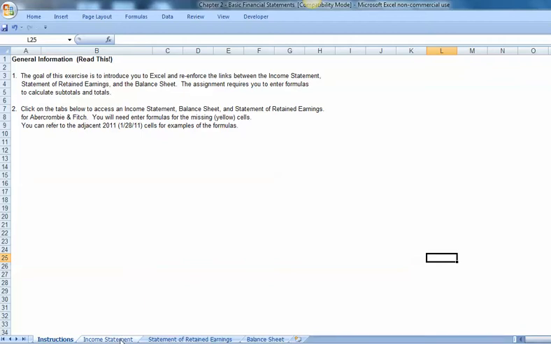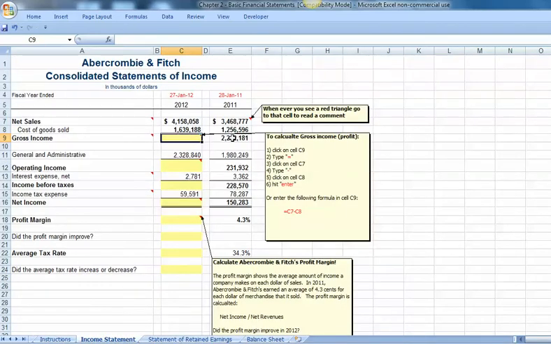We can click on the tabs below to access an income statement, a statement of retained earnings, and a balance sheet. We'll need to enter formulas for the missing yellow cells. We can refer to adjacent cells to see what those actual formulas are.